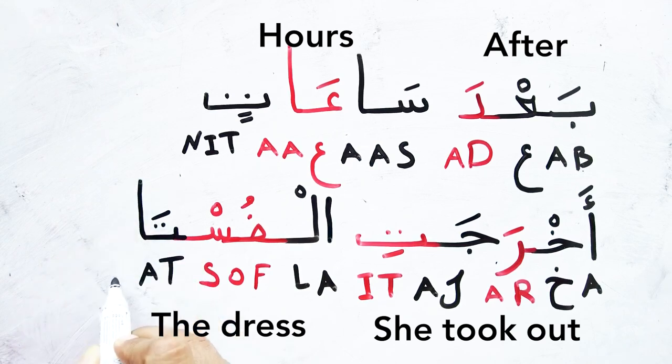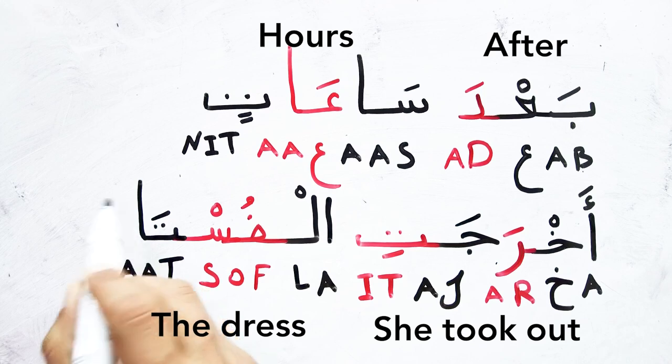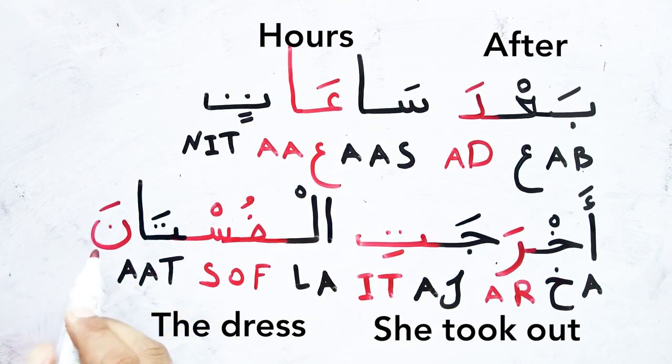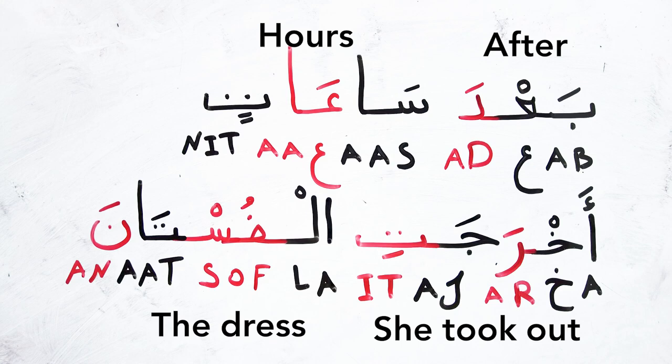Al-fus. T. Long vowel alif. Ta, ta. Al-fus. Ta. N. Noon fatha. N. So I have N, this one, and this mark on the top sounds like A. N. Okay, let's read. Now we completed the first sentence.